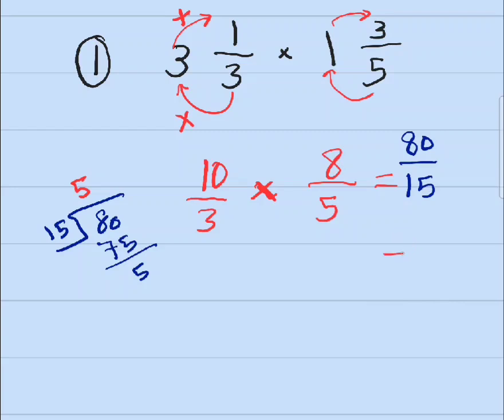So the whole number for my mixed number is going to be 5. 5 whole 15s can be pulled out of that 80 with a remainder of 5, and I keep my denominator the same, 15. So 5 and 5/15.